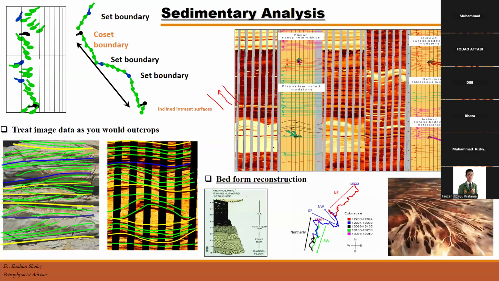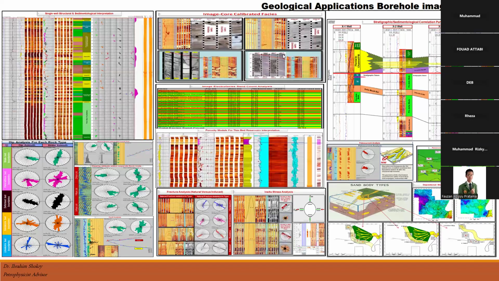This should be side by side, calibrated with the borehole image, which should be calibrated with the core, because the core comes with its ground truth, and then propagate this calibrated image in the uncored interval. So finally, this is one of the geological applications of the borehole imaging tool.